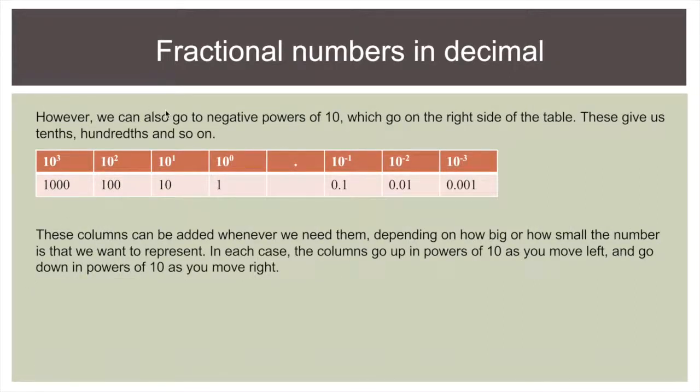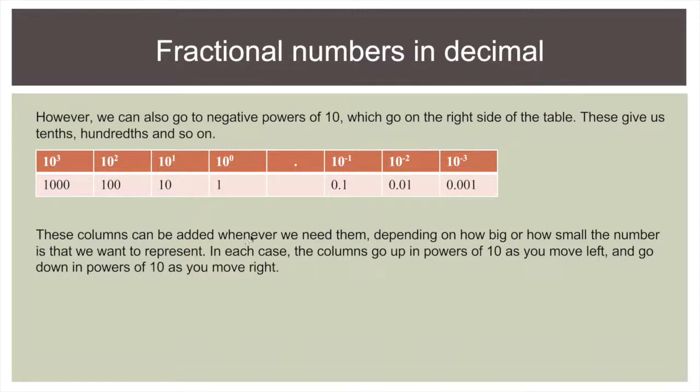However, we can also go to negative powers of 10, which go on the right side of the table, and these give us tenths, hundredths, and so on. So we've got the normal place value table here. There's my decimal point. And so 10 to the power of minus 1 is 0.1. 10 to the power of minus 2 is 0.01. 10 to the power of minus 3 is 0.001, and so on.